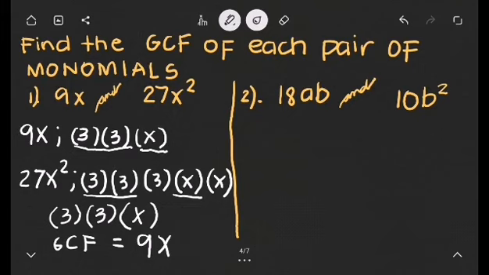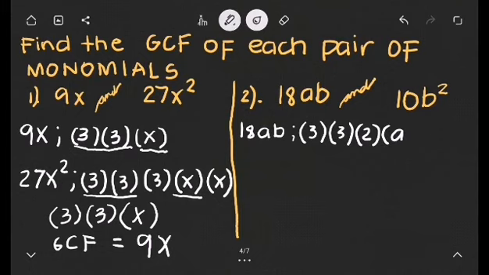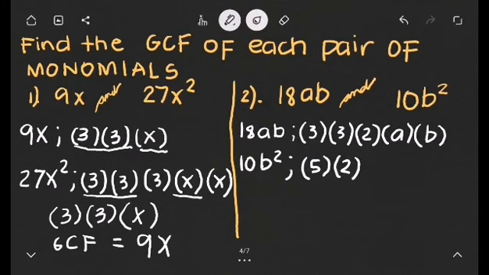Okay. So proceed tayo sa number 2. Again, susulat natin yung factors ng 18ab. Ang gagamitin natin mga prime numbers. So pwede natin gamitin ang 3 times 3 times 2. 3 times 3 is 9, times 2 is 18. Times A times B. So yan yung magiging factors ng 18AB. So let's proceed sa 10B squared. Ang factors ng 10, sa mga prime numbers, pwede nating 5 and 2. And then ang b squared is the result of b times b.